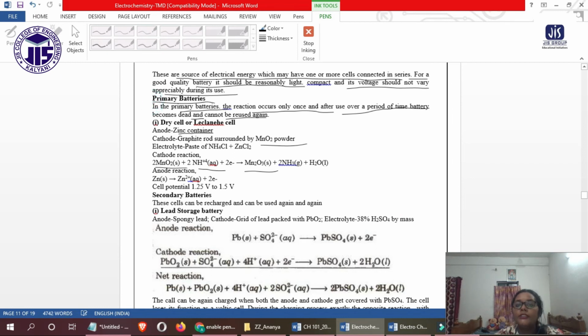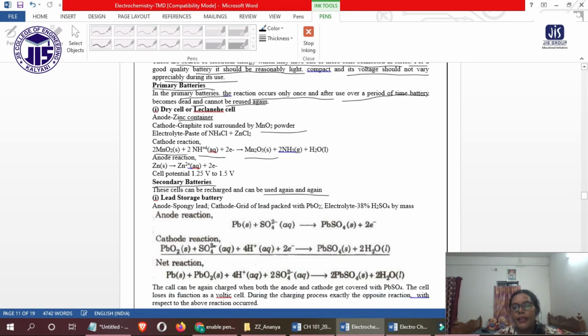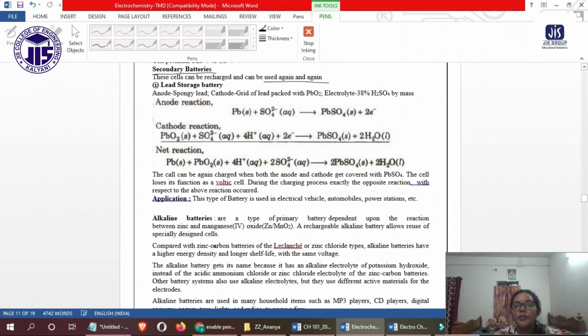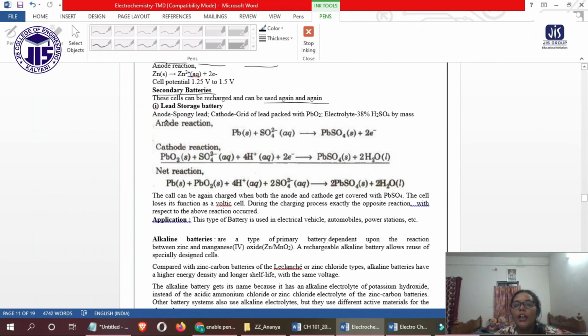Now the secondary battery. These cells can be recharged, that is, it is a rechargeable battery, and can be used again and again. Now the lead storage battery: as the anode we use spongy lead, as the cathode we use lead oxide, and as the electrolytic solution we use H2SO4, and these are the reactions.